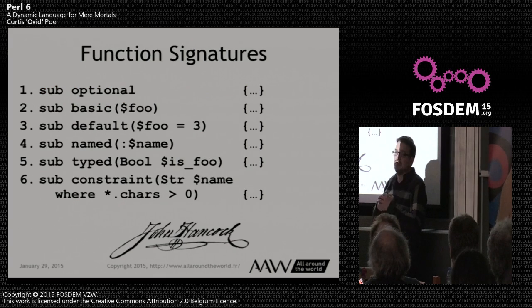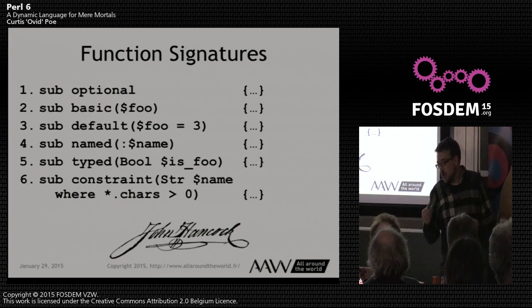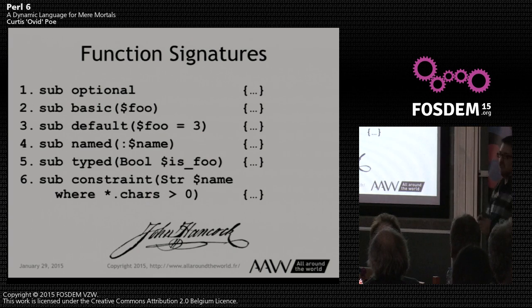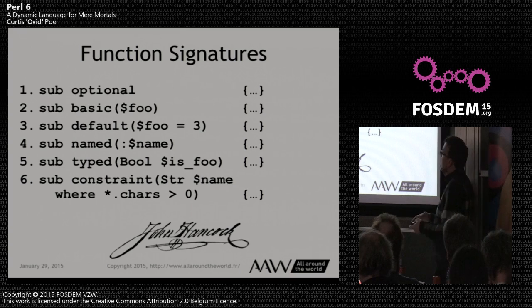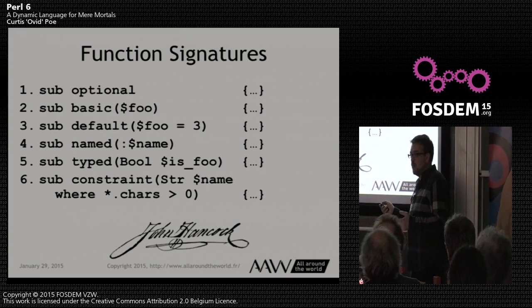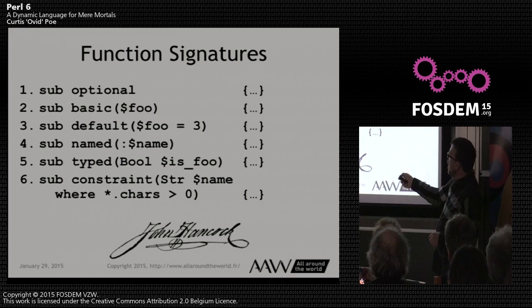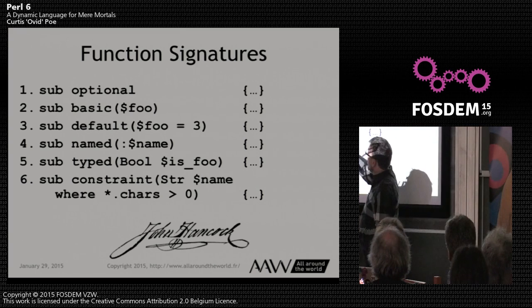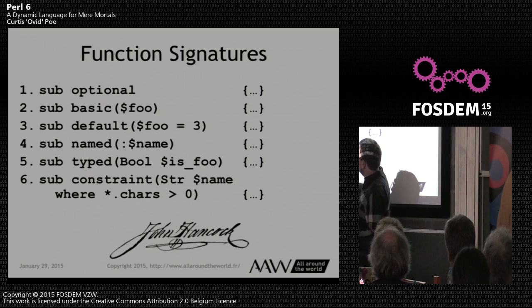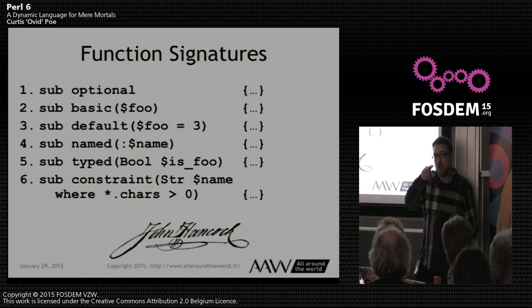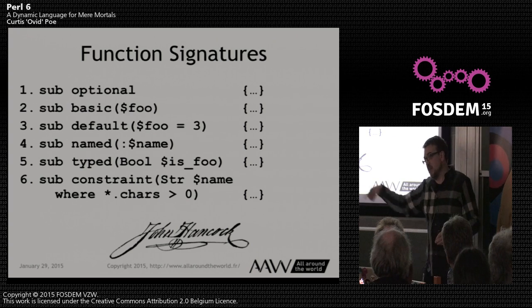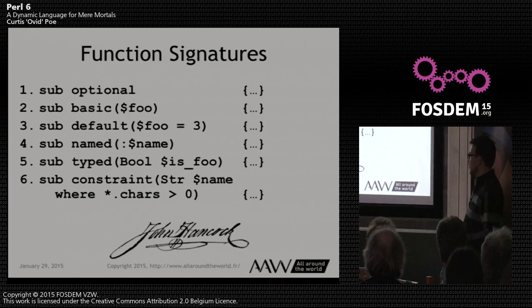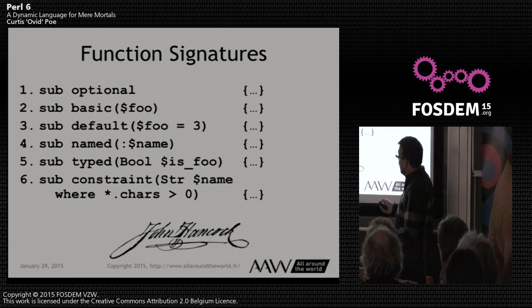So, signatures. For popular dynamic languages, I'll just call those dynamic languages after this. Mainly we're talking about Ruby, Python, JavaScript, whatever. You get maybe, depending upon the language, 1 through 4. Optional, entirely optional. Basic ones, you just name the variable. Default, if you don't pass in foo, it'll have the value of 3. Named variables, you put a colon in front of that, and then you call it by name. You know, name, arrow, value. Or there's another syntax for that, which I won't go into right now.